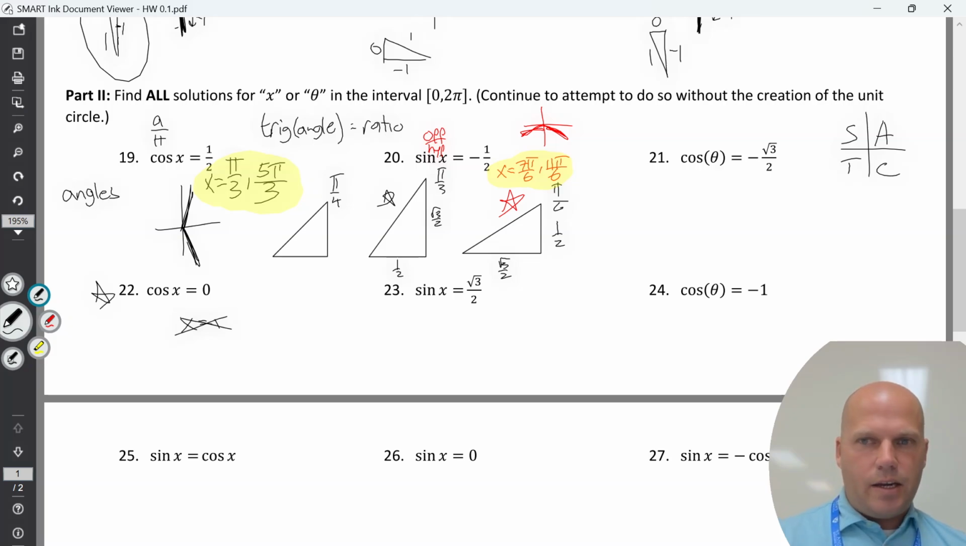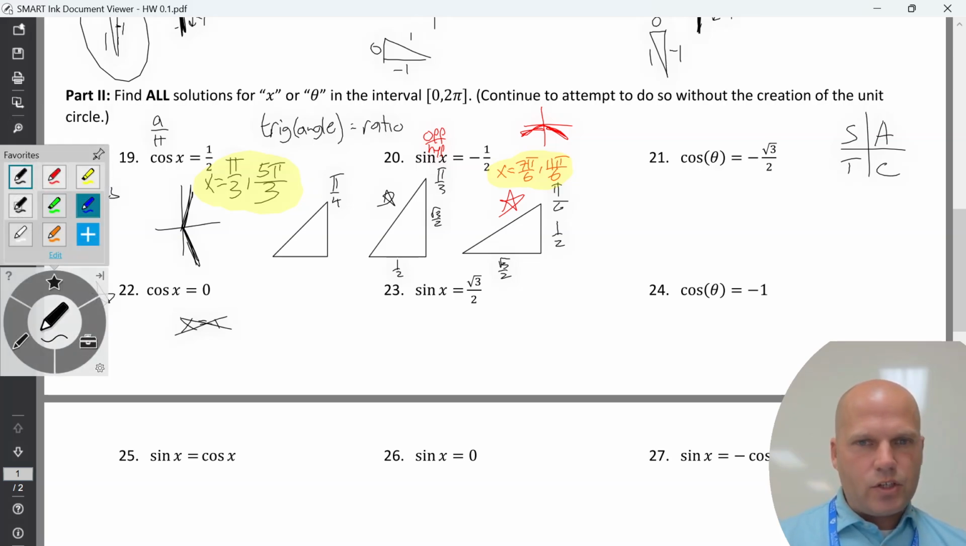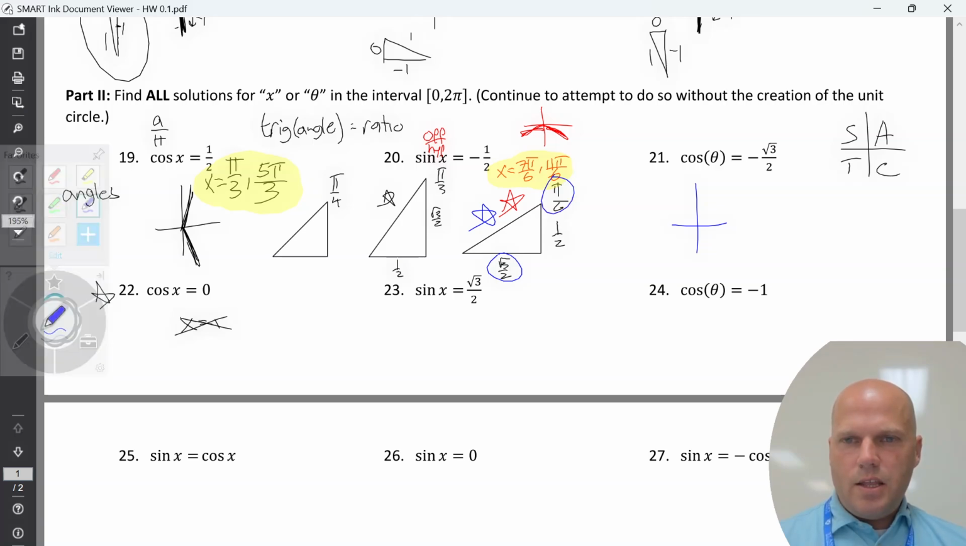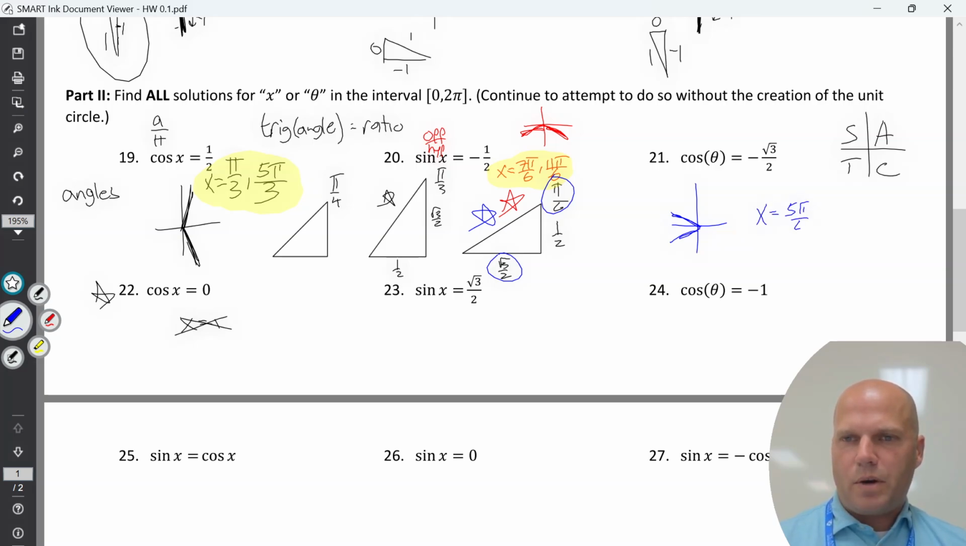All right, cosine equals -√3/2. I'm back to this triangle. Why this triangle? Because the adjacent side is √3/2. But now I need the pi over 6 triangle in the places where cosine is negative. So I'm going to go in the second and the third quadrants, here and here. So that's going to be 5 pi over 6, which is 1 pi over 6 less than 6 pi over 6, and 7 pi over 6, which is 1 pi over 6 more than 6 pi over 6.